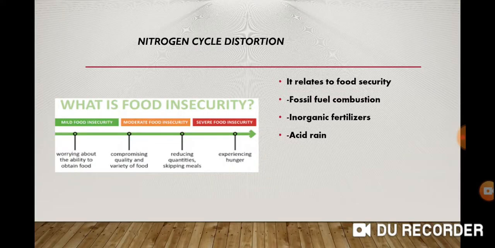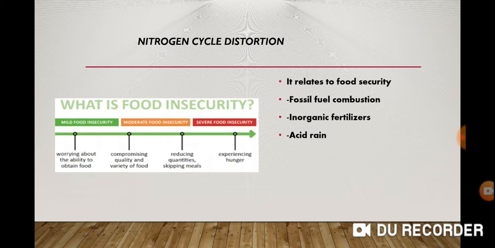So the next slide also shows nitrogen cycle distortion. This one relates to food insecurity, characterized by fossil fuel combustion and the use of inorganic fertilizers, which mess up the nitrogen cycle in the soil, and then it leads to acid rain. What is food insecurity? Food insecurity refers to food scarcity, the not knowing what you're going to eat today, and then it is characterized by mild, moderate, and severe.